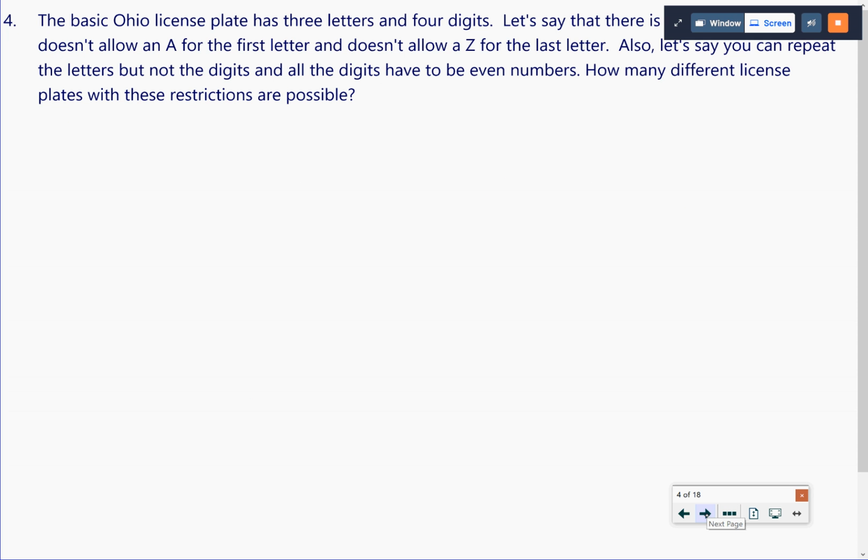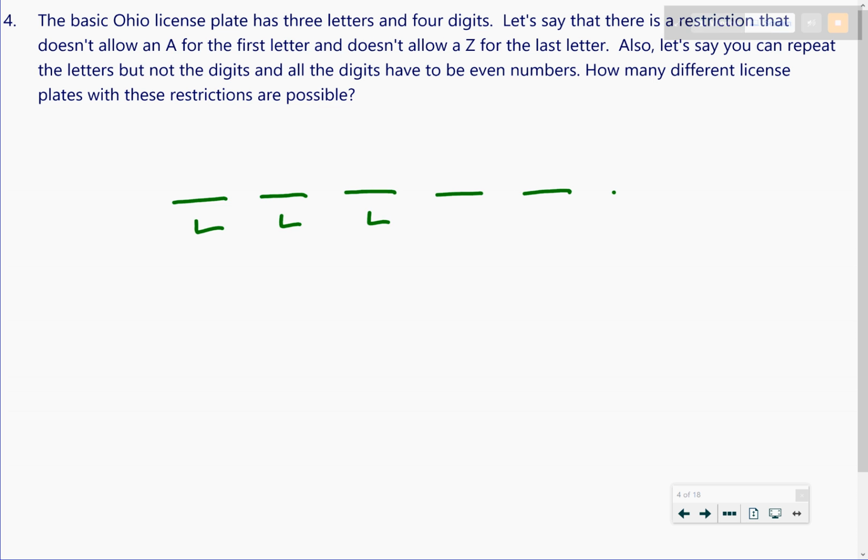Okay. Number 4, a basic Ohio license plate has 3 letters, 4 digits. Let's say that there is a restriction that doesn't allow an A for the first letter and doesn't allow a Z for the last letter. Also, let's say that you can repeat letters, but not the digits, and all digits have to be even numbers. How many different license plates can there be? All right, so I have 3 letters, and I have 4 digits: digit, digit, digit, digit.